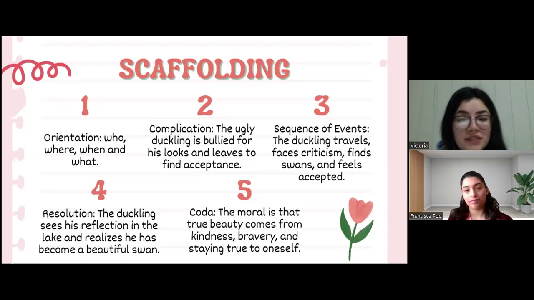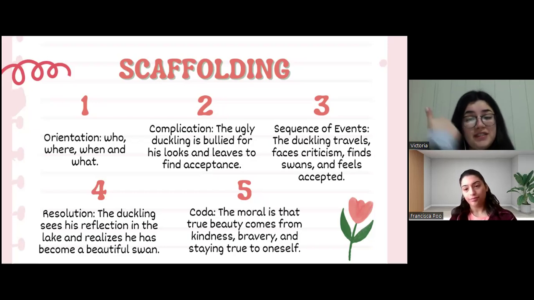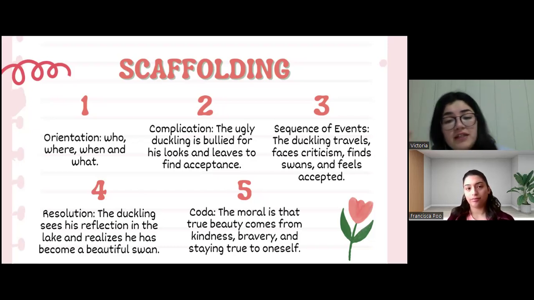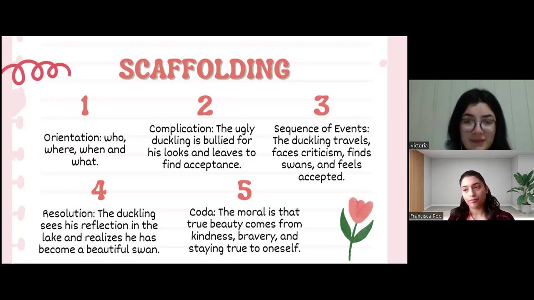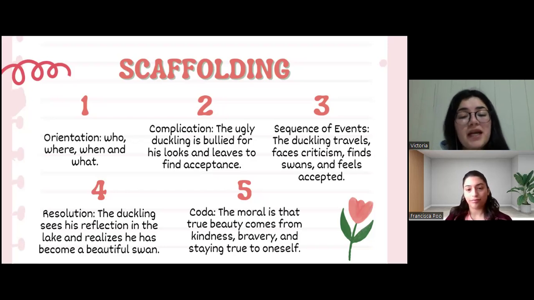Then we have the sequence of events. We have when the duckling travels, then when he faces criticism, then when he finds the swans, and finally when he feels accepted. In number 4, we have the resolution, when the duckling sees his reflection in the lake and realizes that he has become a beautiful swan. And finally, we have the coda, which is the moral of the story, which tells us that true beauty comes from kindness, bravery, and staying true to oneself.